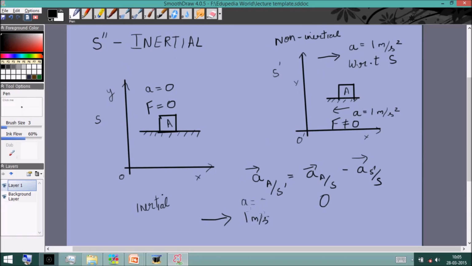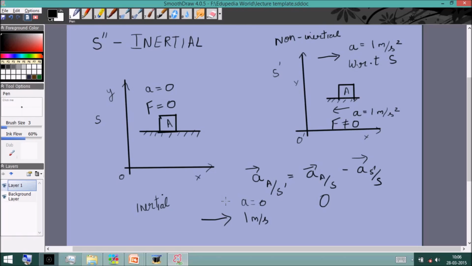S dash is non-inertial because it has an acceleration of 1 meter per second square with respect to S or with respect to S double dash. What about a frame which is moving towards right with a constant speed of 1 meter per second? Well, a frame moving towards right with a constant speed will have an acceleration of 0, and so it will be an inertial frame. So if we take a car moving at a constant speed to be an inertial frame, then every car moving at any constant speed will be an inertial frame because all of them will have an acceleration equal to 0. Right?